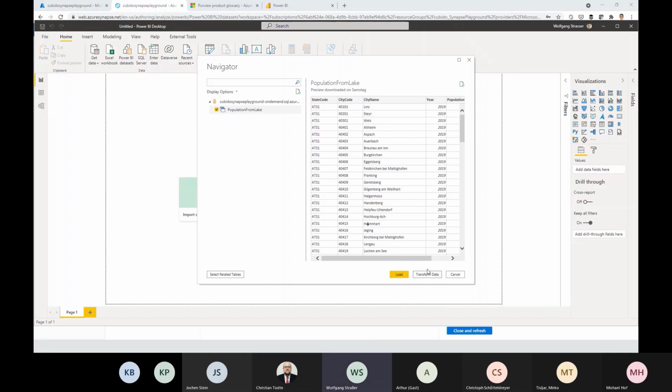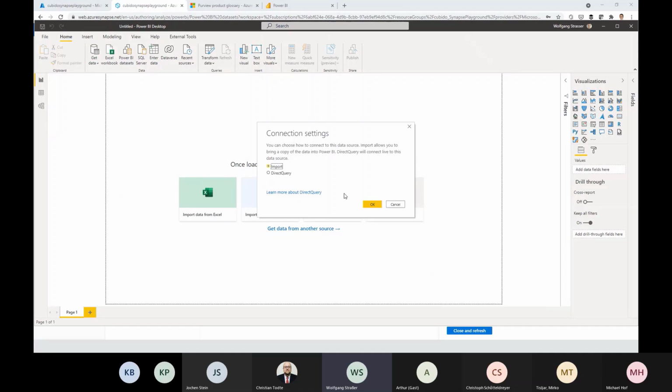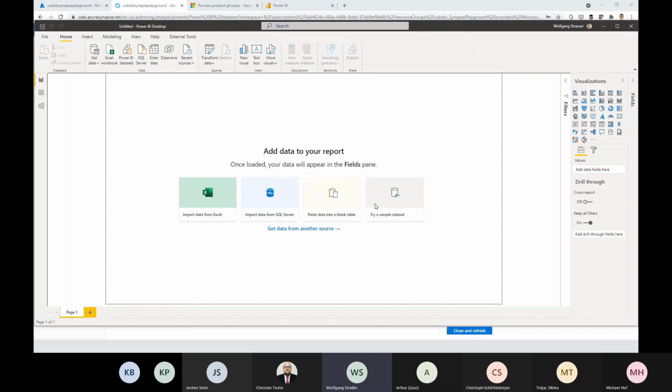To be clear, now I'm going to go to transform because that is the way you should work and not just use the load button. Transform data, even if we are not changing the data structure, transform data is your friend and not that yellow button over there that is called load. And we are switching to DirectQuery.